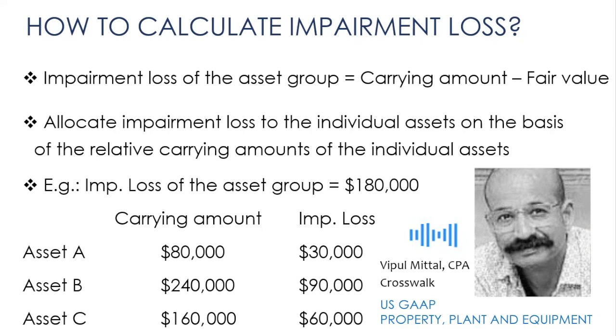Impairment loss allocated to asset A is $30,000. Impairment loss allocated to asset B is $90,000. And impairment loss allocated to asset C is $60,000. So the total impairment loss is $180,000, and this is allocated to assets A, B, C in the ratio of their respective carrying amounts.